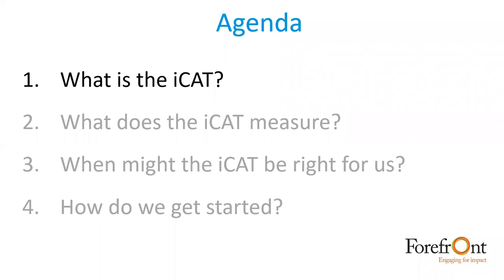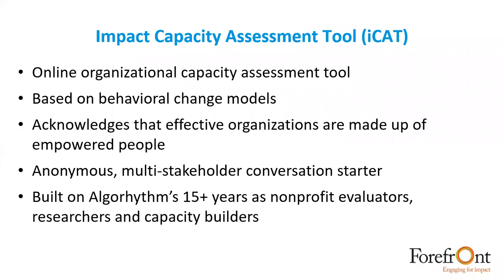First of all, what is this iCAT? You may have read a little bit about it on our website. Essentially, the iCAT is an online organizational capacity assessment tool. It is a tool that acknowledges that effective organizations are made up of empowered people. So the underlying capacity building frameworks that are built into it are based on behavioral change models. And you'll hear me talk about that a little bit during our time together today. The iCAT is really designed to identify the capacity change levers that help organizations move from good to great.